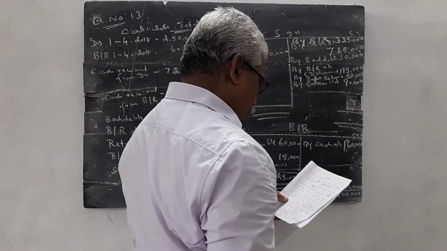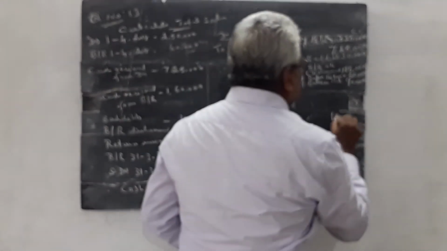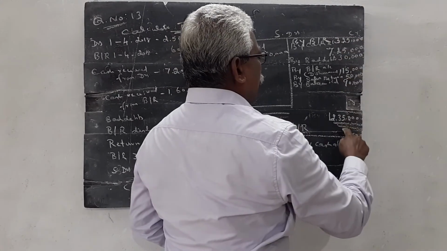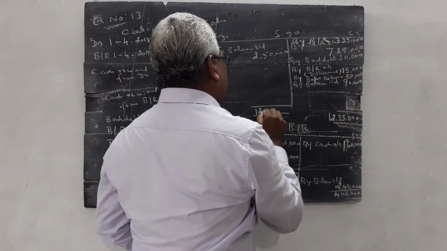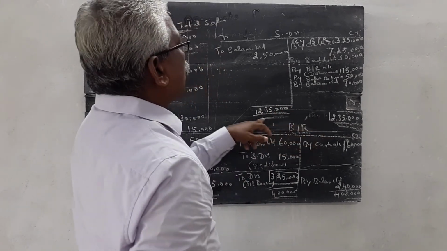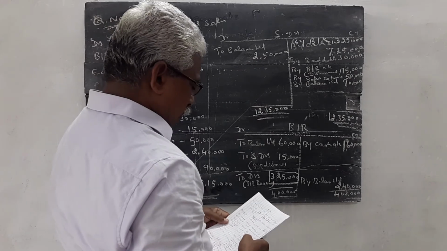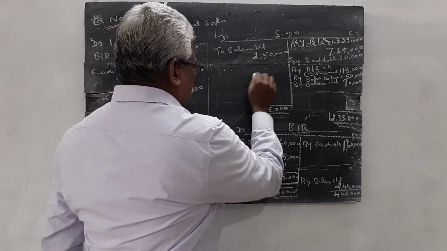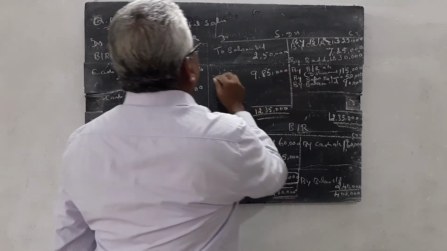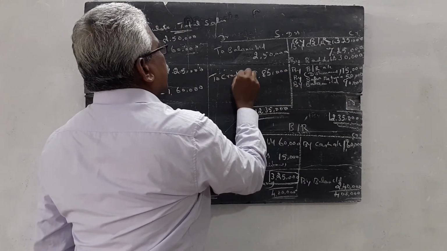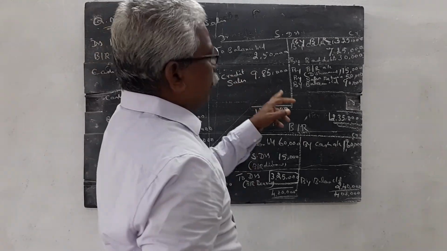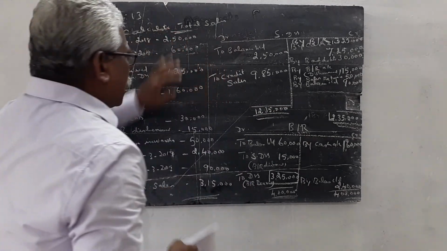If you total it, we can get 12,35,000. 12,35,000 is the total for this side. The same 12,35,000 is entered here also. 12,35,000 minus 2,50,000 is equal to 9,85,000. This 9,85,000 is credit sales. Credit sales is 9,85,000.